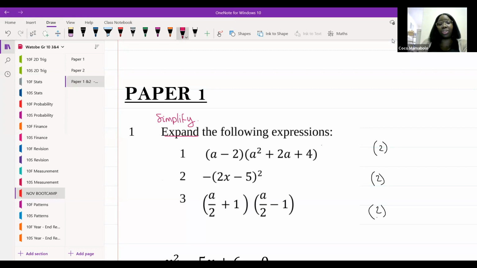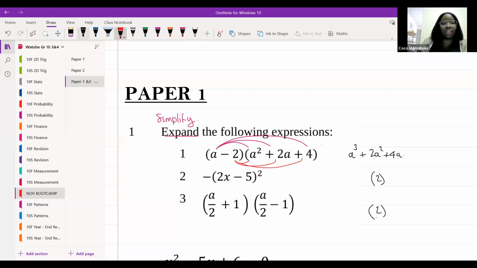So in this first question over here, we're going to multiply the first term with all three of the terms we have in the second bracket. So we should get a cubed plus 2a squared plus 4a. And then we're going to do the same at the bottom. We're going to multiply all of these by -2.